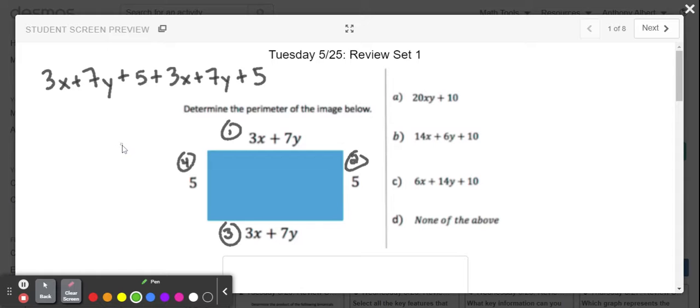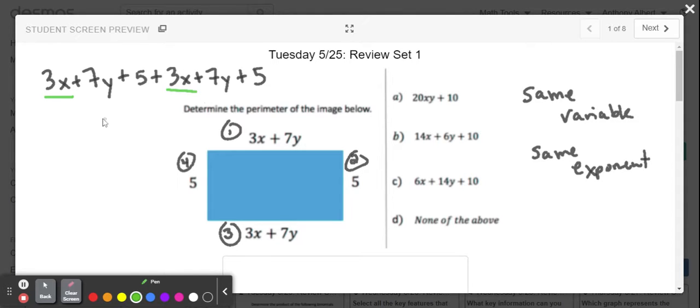So what does it mean to be a like term? Remember, it means that we have the same variable and the same exponent. So in this problem, let's start with the first one. We see a 3x. That's just an x by itself. So is there any other x's that don't have any powers? Yes, this 3x right here. So they're both positive. When I add those together, I get 6x.